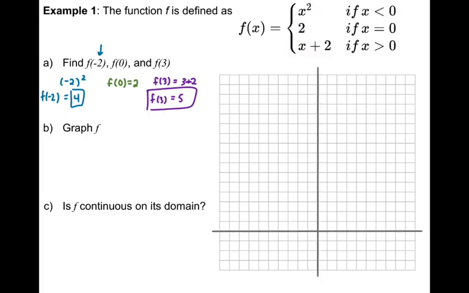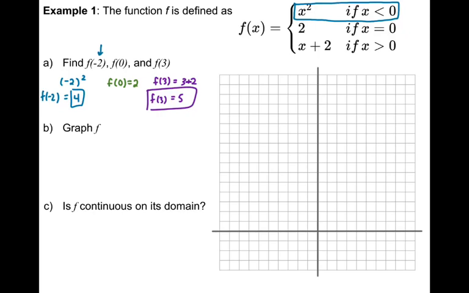Next up, we're going to graph this, and I'm going to do this by color coding so you guys can see it a little bit easier. We have to graph this in parts. So the first part I'm going to graph is x squared, but we're only graphing the parent function x squared for all the values of x that are less than 0. So imagine the parabola x squared, but only including the values of x that are less than 0. It's just the left half of the parabola there.